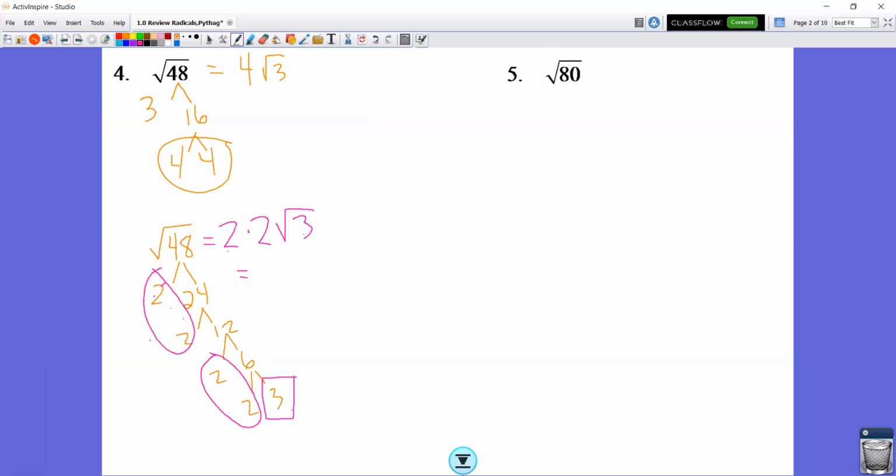Sorry. And 2 times 2 is 4 root 3. All right, we got the same answer here. So, you know, there's more than one way to go about this. Hopefully I'm not making this more confusing. So go ahead and take a minute and try to break down the square root of 80. And if someone has it, you can go ahead and hit me with it.